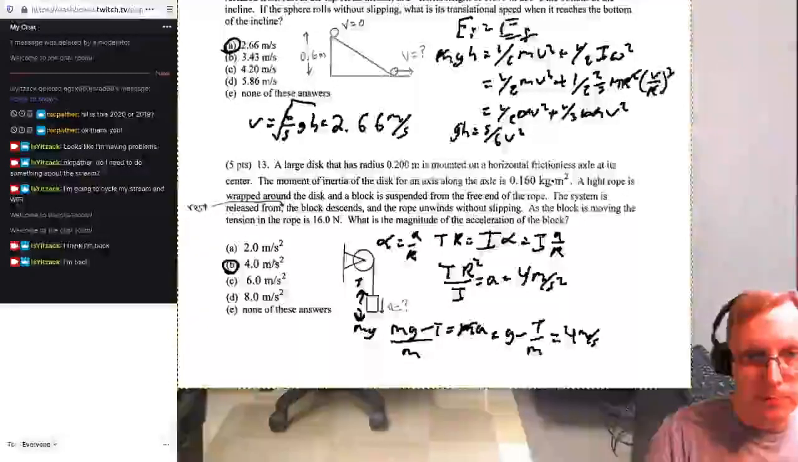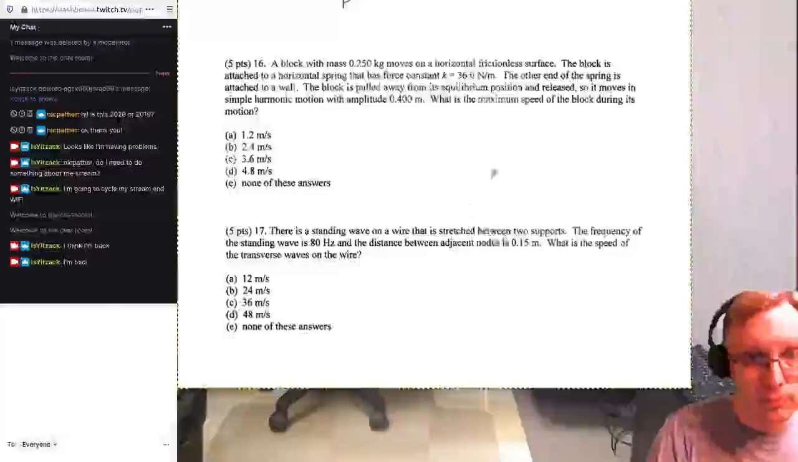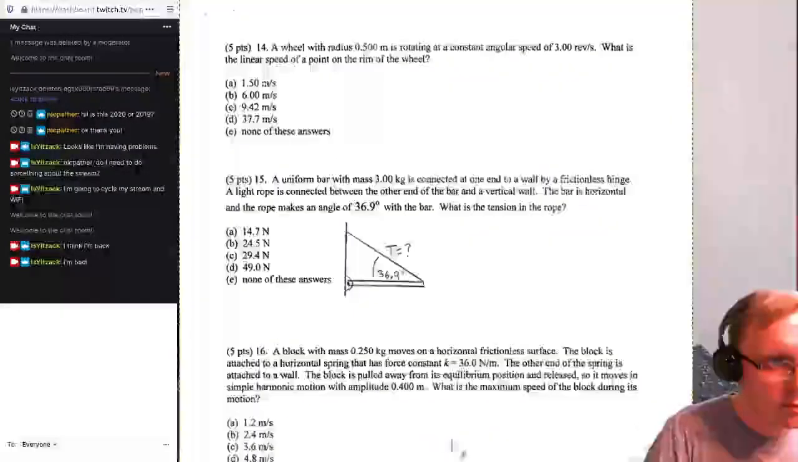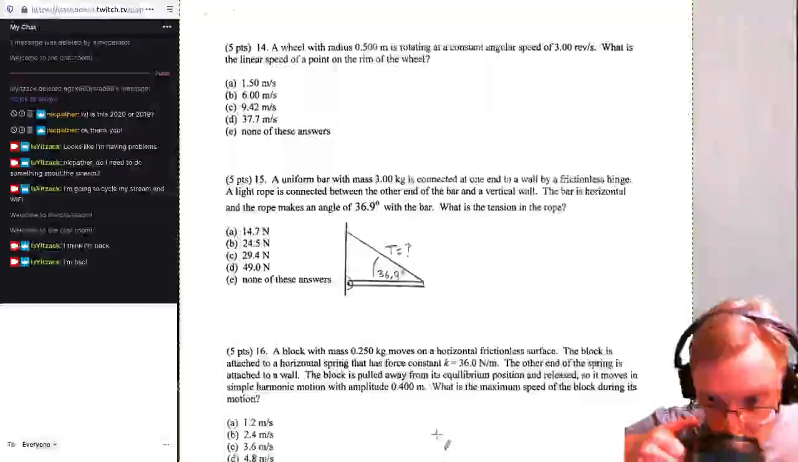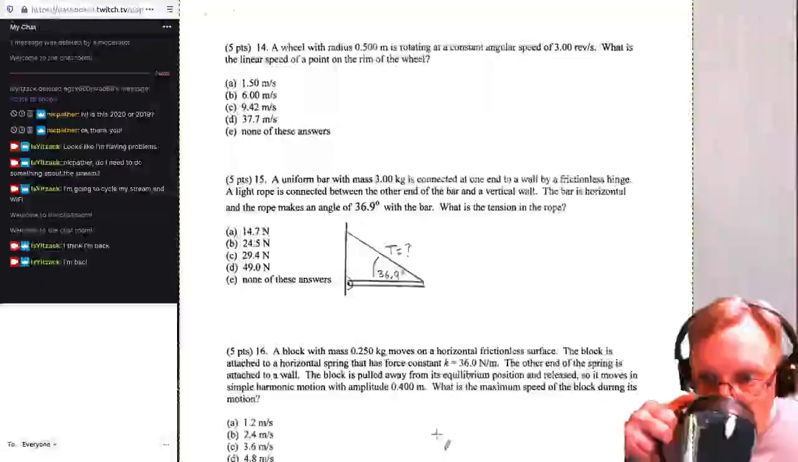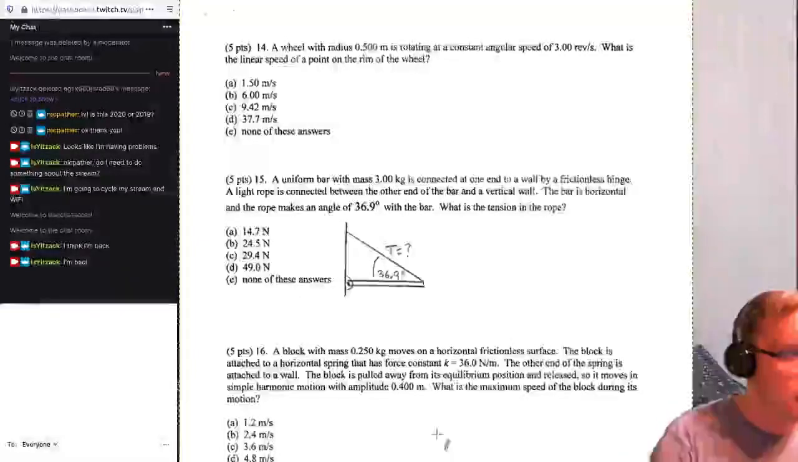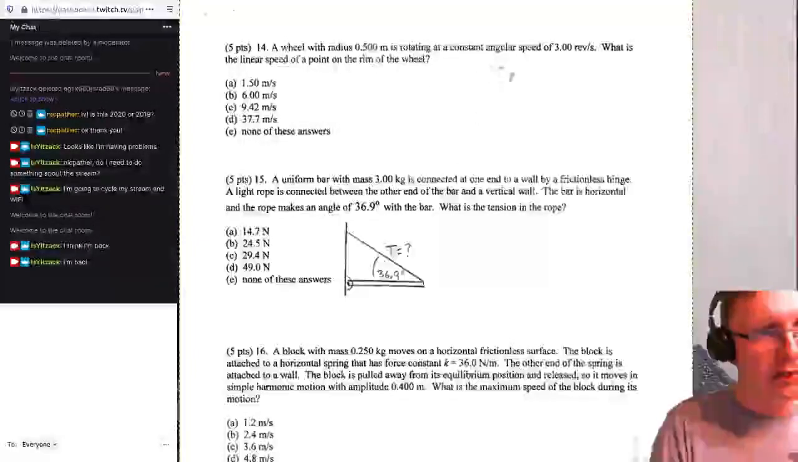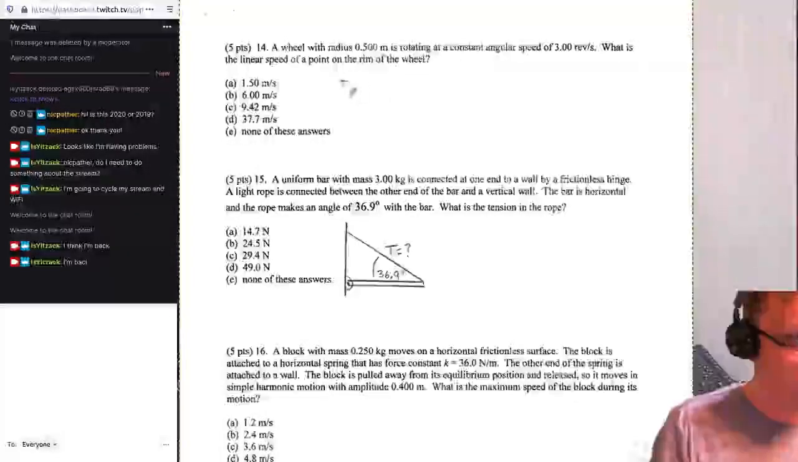Alright, next page. A wheel with a radius of 1/2 meters rotating with a constant angular speed of 3 revolutions per second. What is the linear speed of a point on the rim of the wheel?